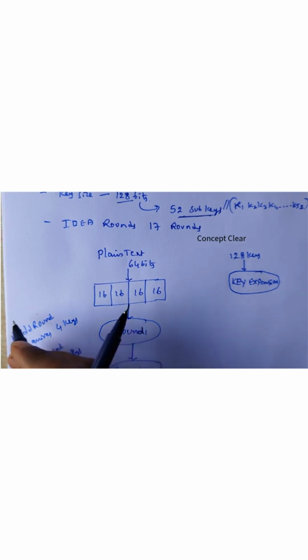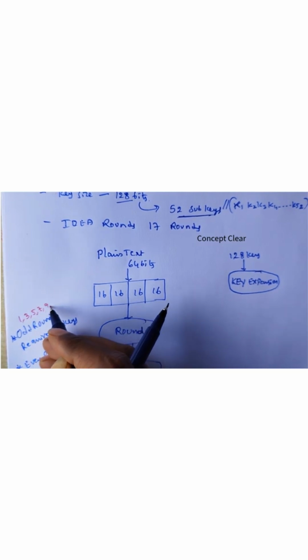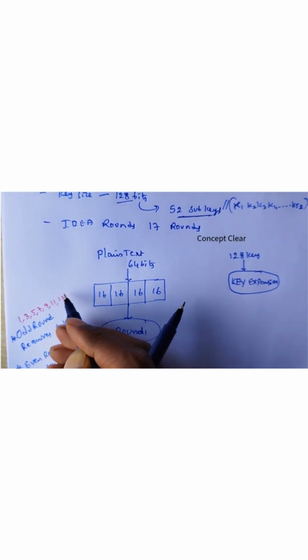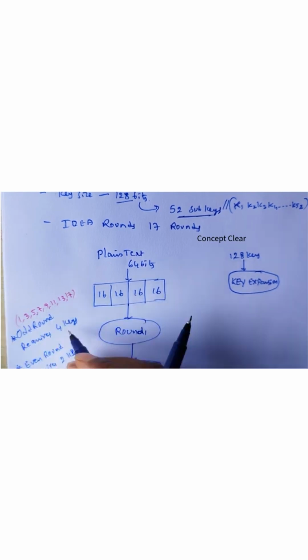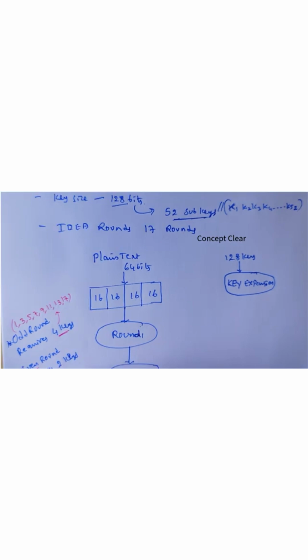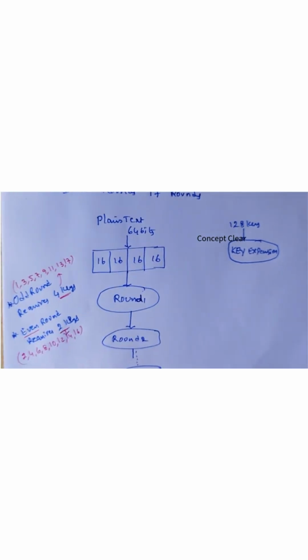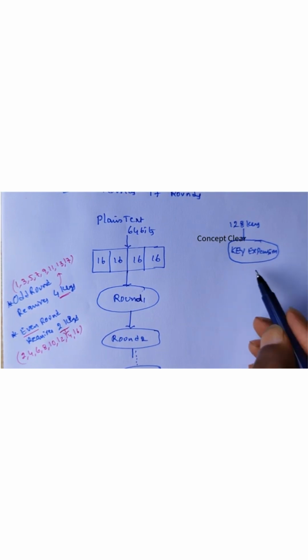And what are the odd rounds here? 1, 3, 5, 7, 9, 11, 13, 15, 17 rounds require 4 keys. And what are the even rounds? The even rounds are 2, 4, 6, 8, 10, 12, 14, 16, which require 2 keys. Okay, the key expansion will allocate the keys for each round.